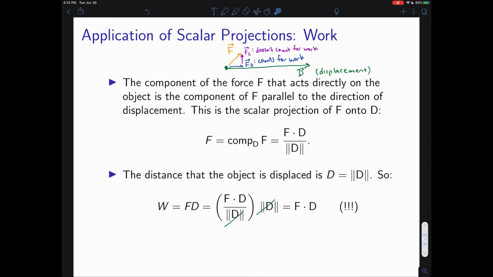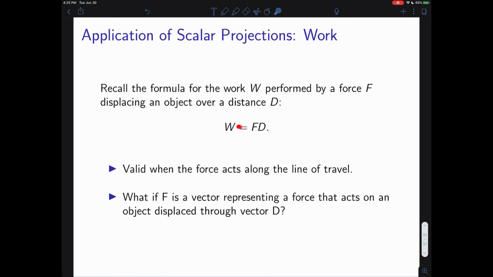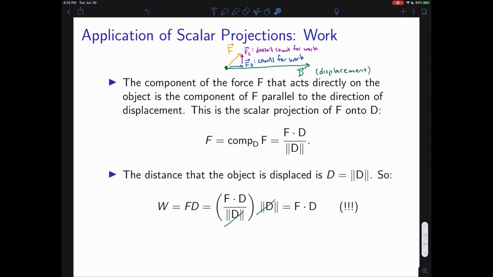And now the exclamation points are here because if you look back at the previous slide, when it was scalar, it was F times d, just a scalar F times a scalar d. And we went through this whole thing with vectors and projections, and in the end, it all simplifies down, and we got F dot product d. It's so similar to the previous formula, despite all the steps we had to go through to figure this out. I think that's kind of neat. All right, so that's how scalar projections and dot products tie in with work.